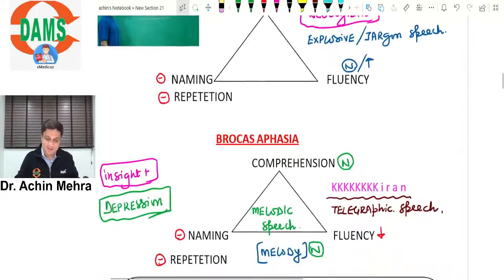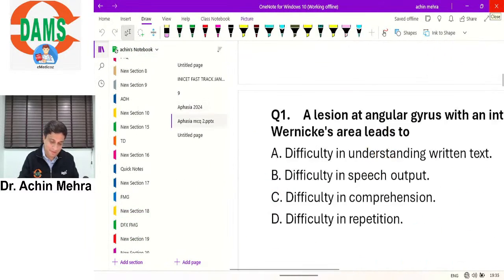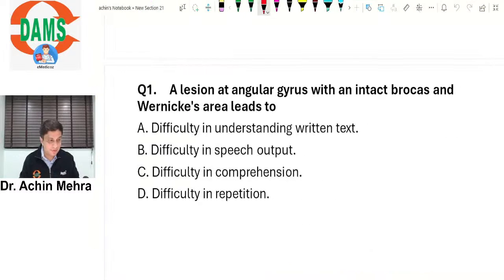Okay. So let me summarize everything again in a different way. MCQs. Okay, I'll explain transcortical aphasias again, don't worry. Answer these questions, by the way. We're going to solve MCQs finally.